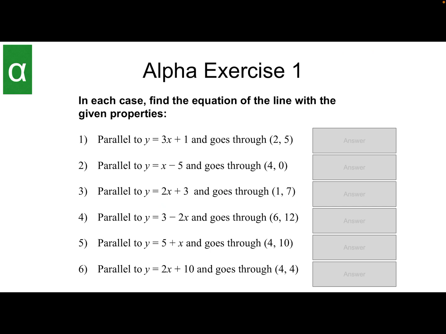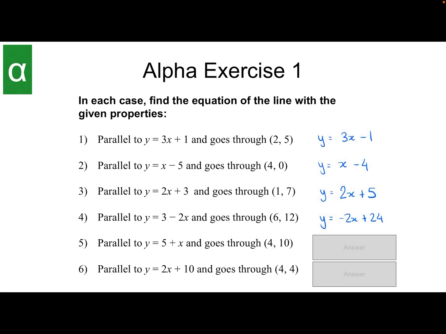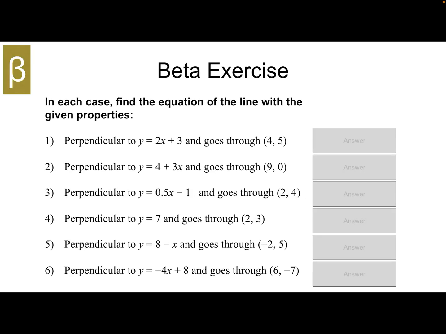Right, have a go at these questions. So you've got to find another line that is parallel to the line given and goes through a certain point. Okay, stop the video and have a go. Okay, here are the answers. Okay, if you've got any wrong and you're not sure why, just ask. I'm going to skip these ones and go straight to these ones.